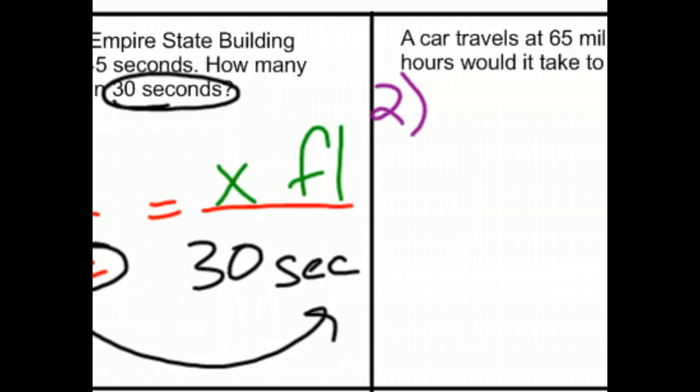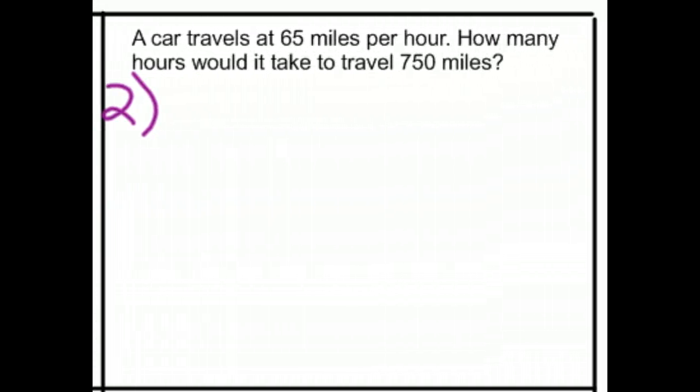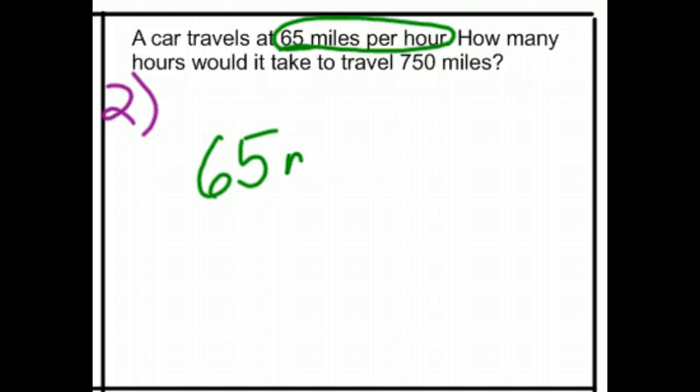If we move over to number 2, a car is traveling at 65 miles per hour, and we want to know how many hours it would take to travel 750 miles. Now here, we don't have anything immediately useful as a rate or a ratio until we remember that 65 miles per hour is just a unit rate. That is the same rate as 65 miles in 1 hour.